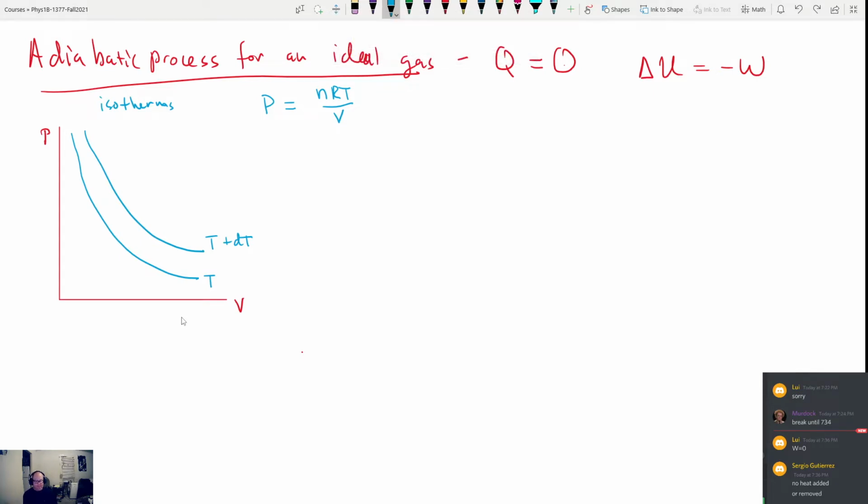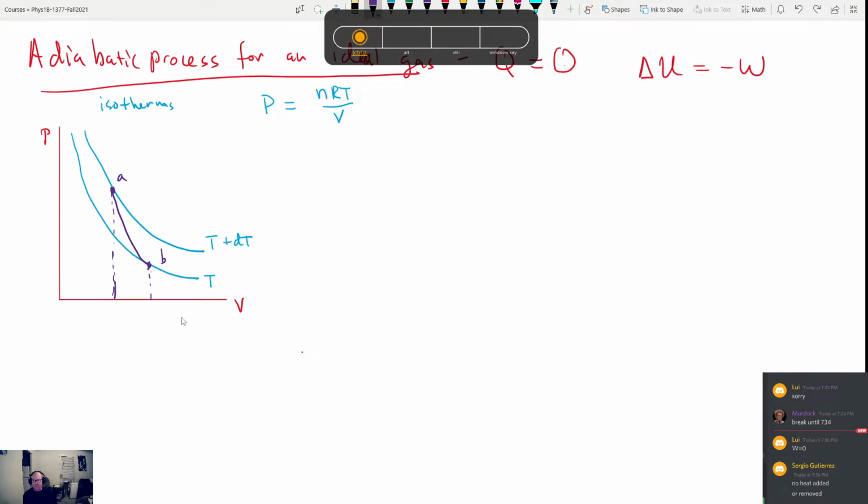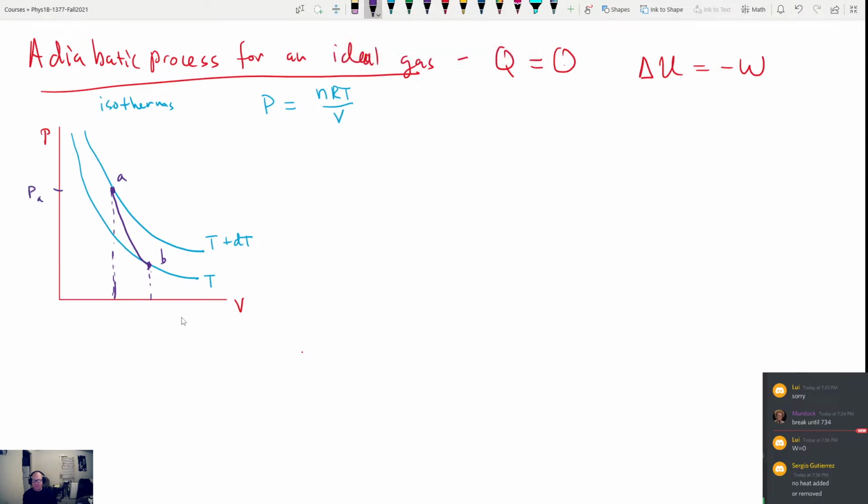Okay, so what is this process going to be? We're going to move from one isotherm at point A to another isotherm here at point B along some path in this phase space. And if we want to find the work done, for example, we would find the area under the curve here. So this would be the pressure at point A. This is going to be the pressure at point B. This will be the volume at point A, and this will be the volume at point B.